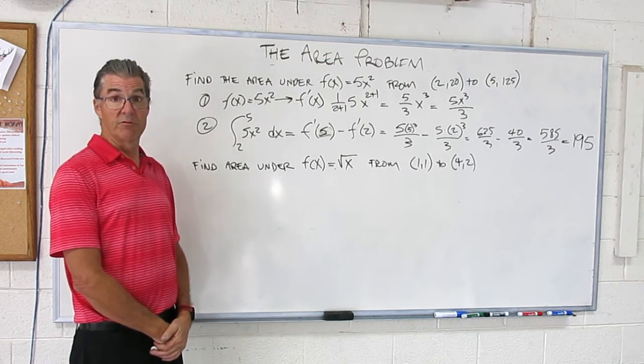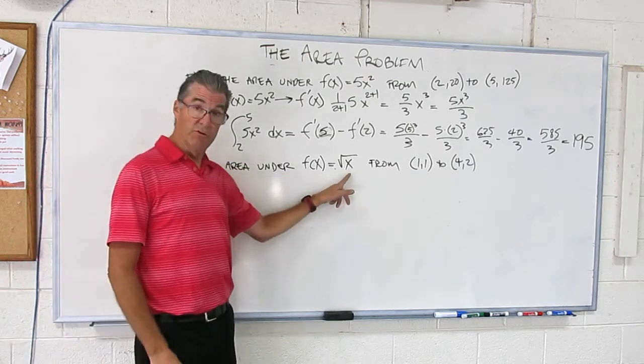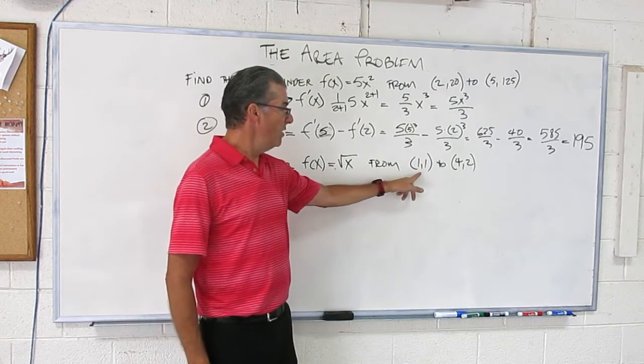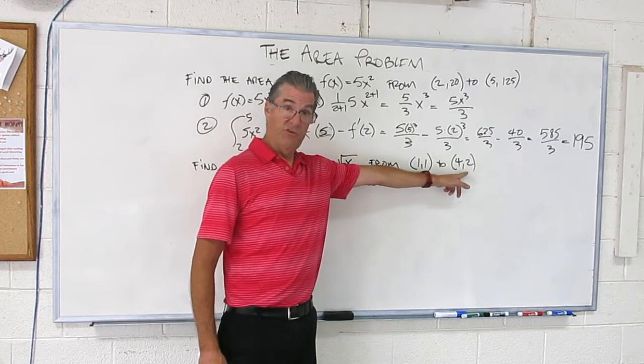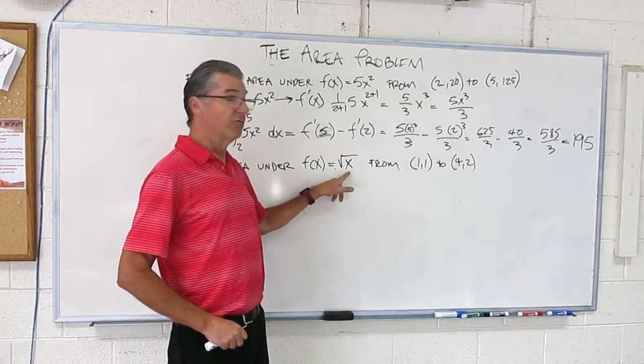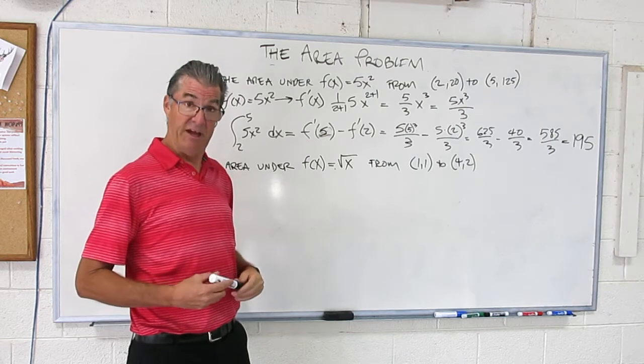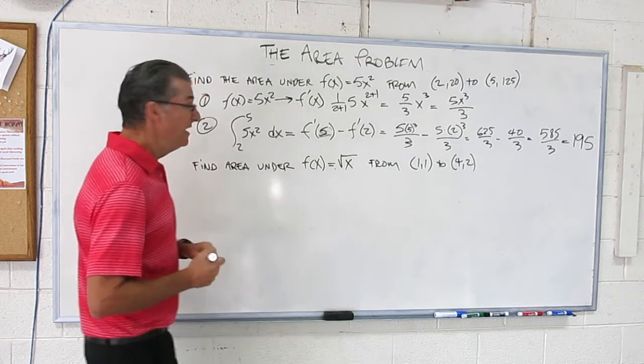Okay, let's do one with a root. Okay, so here we go. Find the area under f of x equals the square root of x from the point 1, 1 to the point 4, 2. Okay, so pause the video. Remember how you express root x as a power and see how far you can get. Okay, here's our first step.